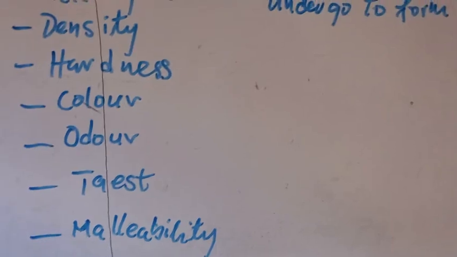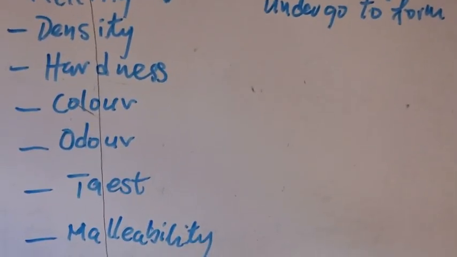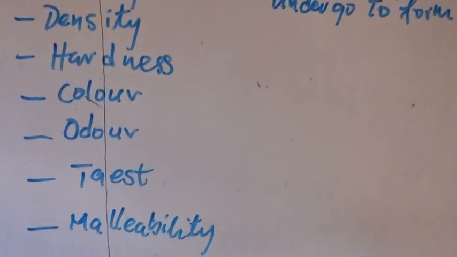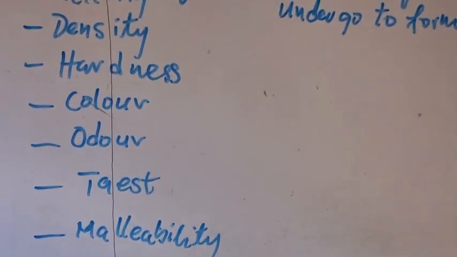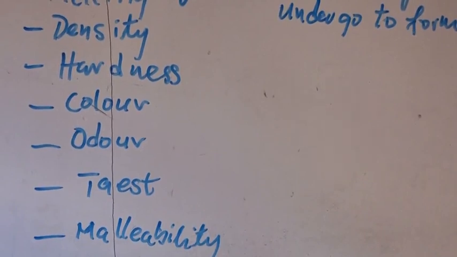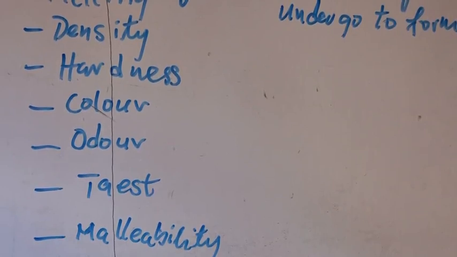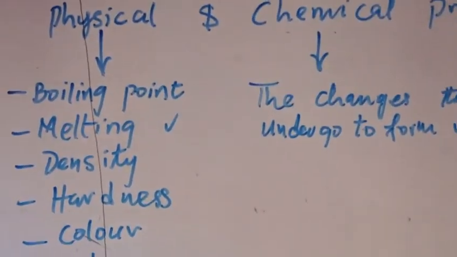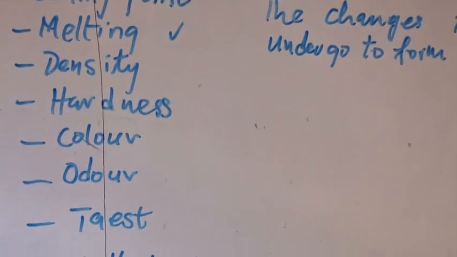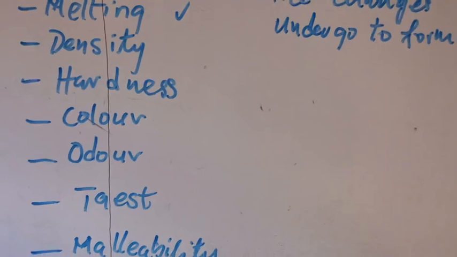Then the malleability. The malleability of a substance is how malleable this substance is. Can this substance be compressed or deformed to another form? How easy is it for this substance to be compressed to form a sheet without breaking? That is malleability. How easily can this substance be deformed to form another substance? These physical properties are the primary tools scientists use to identify a substance.